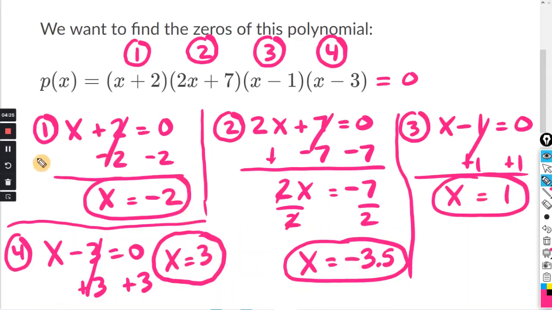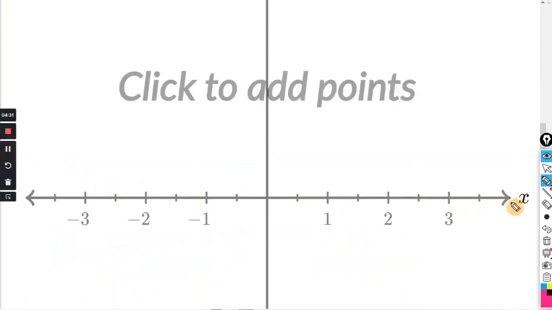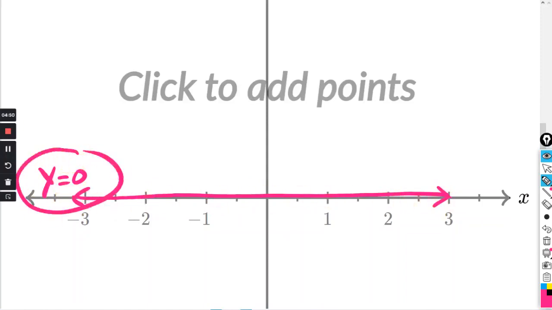Okay, so we're going to plot those on the graph real quick, just plot the points. So real quick, here is the x-axis. The line that's on the x-axis is basically y equals 0. All right, that line on the x-axis is y equals 0. So that's why the zeros go on the x-axis. Remember, we set the equation y equal to 0.